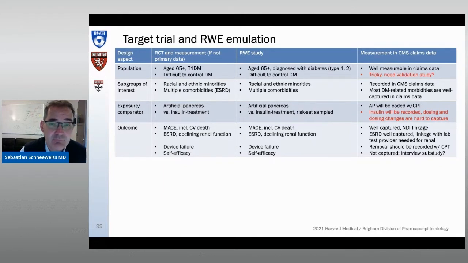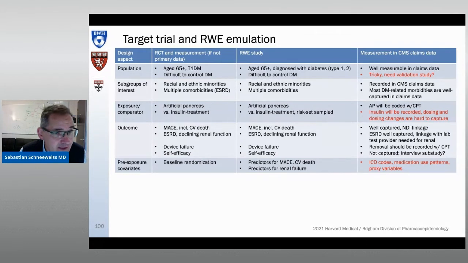Cardiovascular death can be identified with the NDI linkage, the National Death Index. End-stage renal disease is well captured in Medicare, through dialysis therapy, hemo or peritoneal. The removal of the device should also be well recorded. The self-efficacy is an interview study, most likely with the patient, so that is not done in claims data. We have to reach out to the patients before and after implant of the device. Next slide, please.